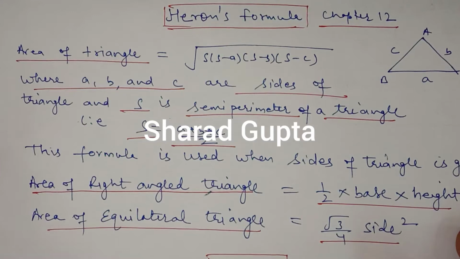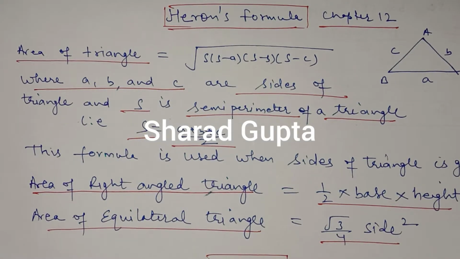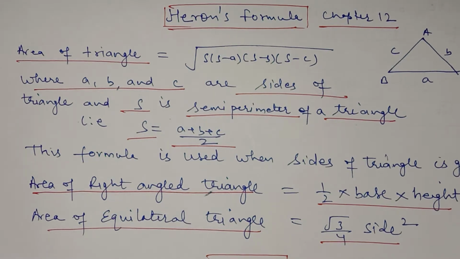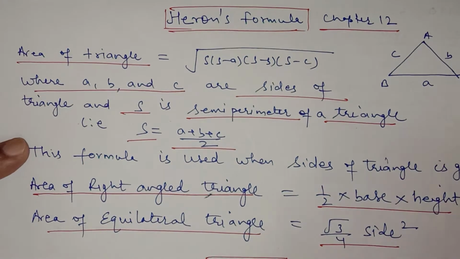Hello, we are starting with Chapter 12 of Class 9th, that is Heron's formula. Now, what is Heron's formula? Heron's formula is the formula to find the area of a triangle when all three sides of the triangle are given.